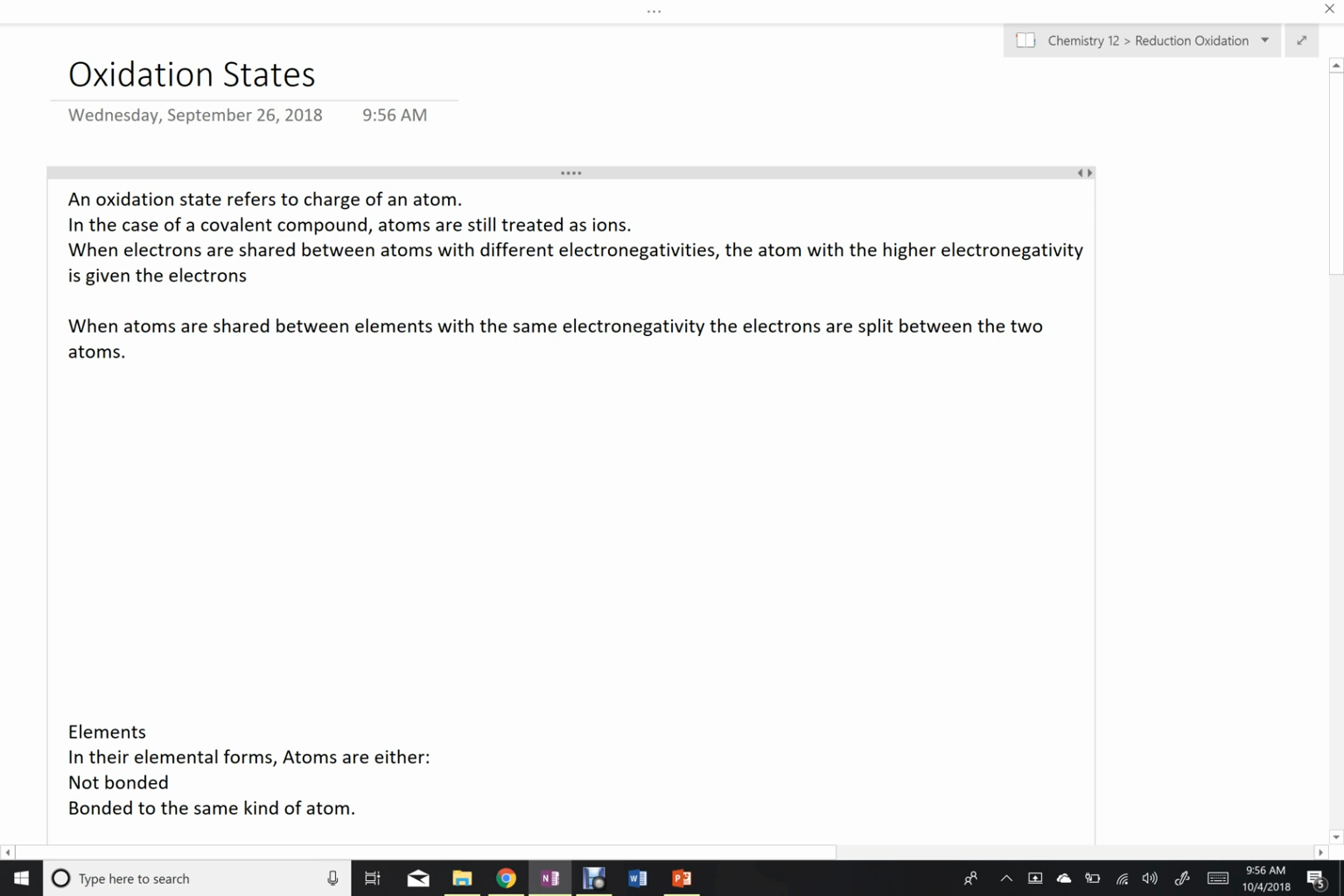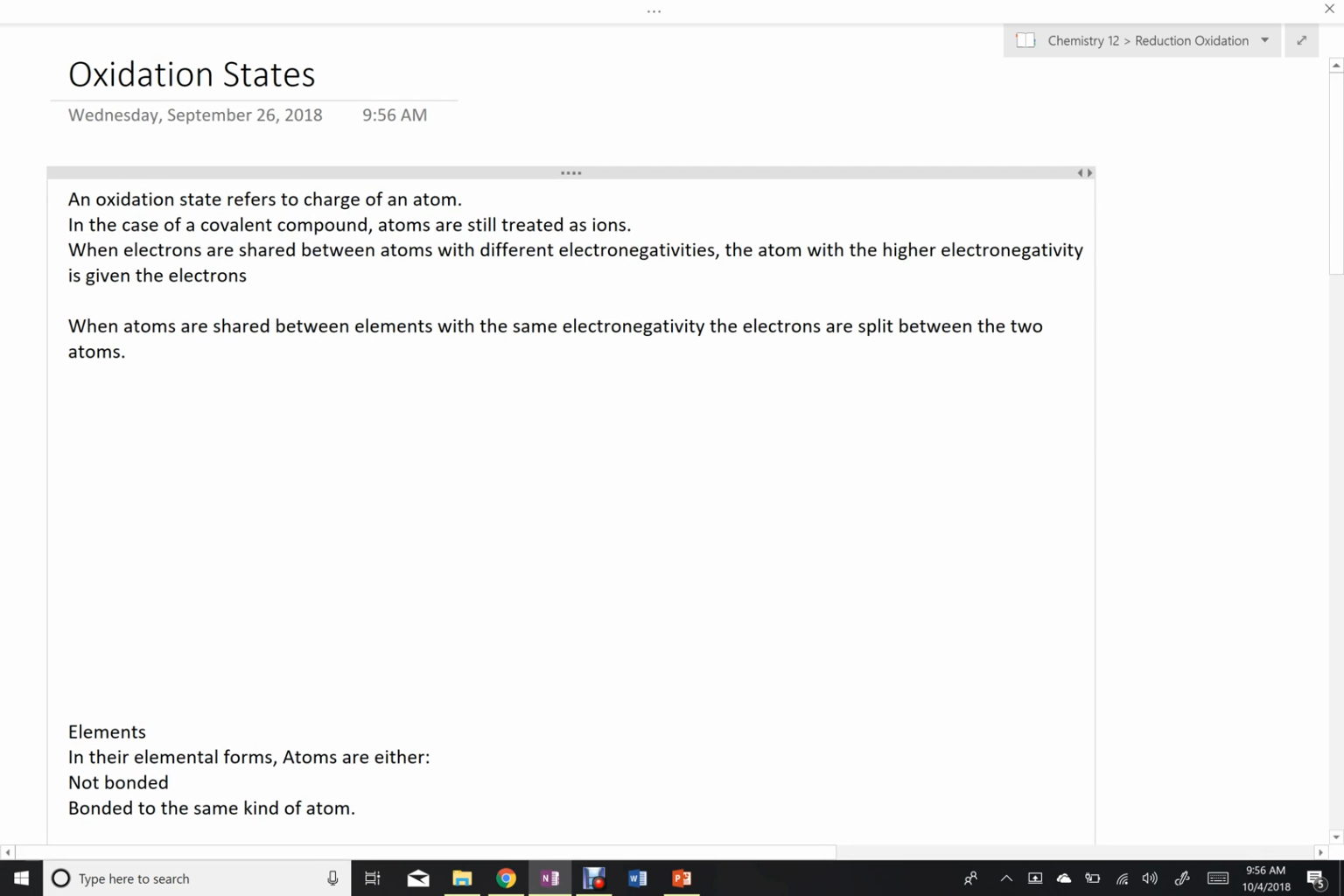Okay, oxidation states. An oxidation state refers to the charge of an atom, and even in the case of covalent compounds, atoms are still treated as ions, where the electrons are shared between atoms with different electronegativity. So when that's happening, the electrons are given to the atom with the higher electronegativity. When atoms are shared between elements with the same electronegativity, they split the electrons.